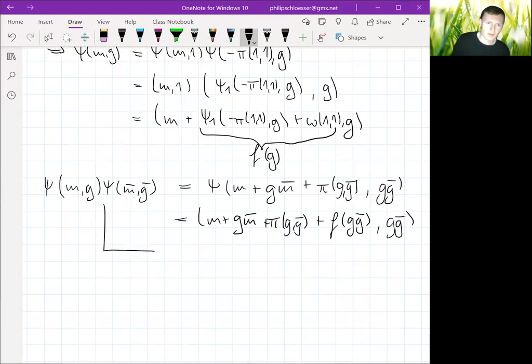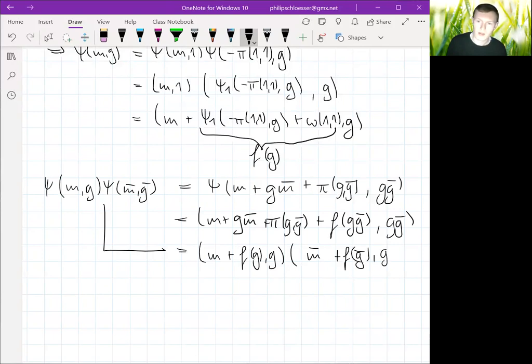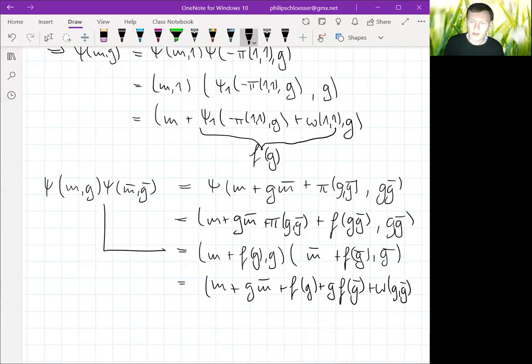Now, on the other hand, we know that this thing equals m plus f of g multiplied with m bar plus f of g bar, which, if you write it out, is m plus gm bar plus f of g plus g f of g bar plus omega g bar g bar. So those two expressions here have to be equal. We can look at a couple of common features. Okay, those two things are there. And the second entries also match up.